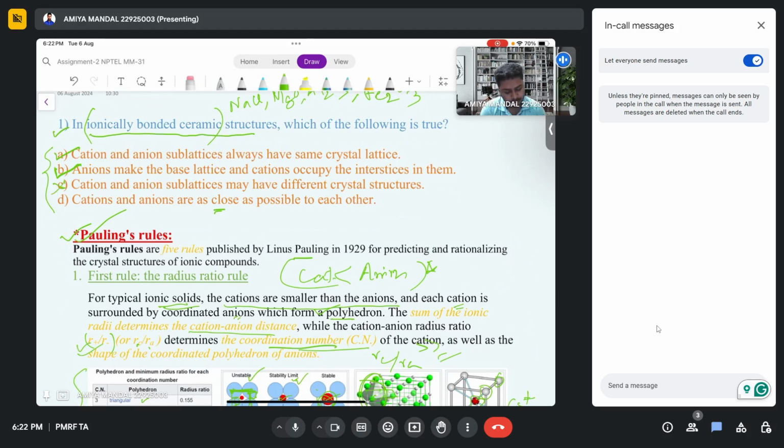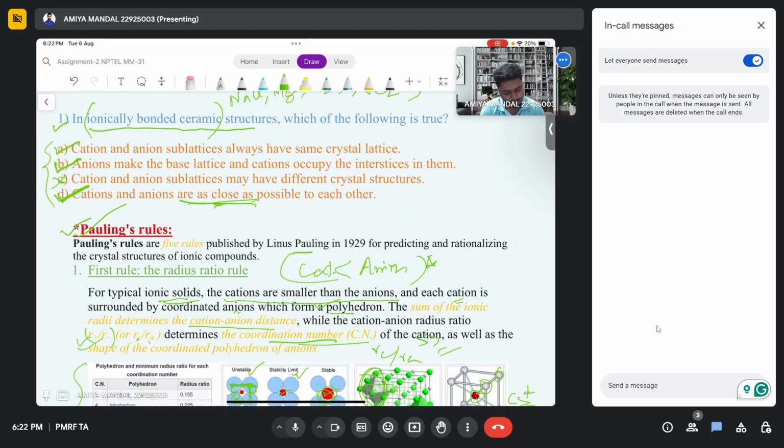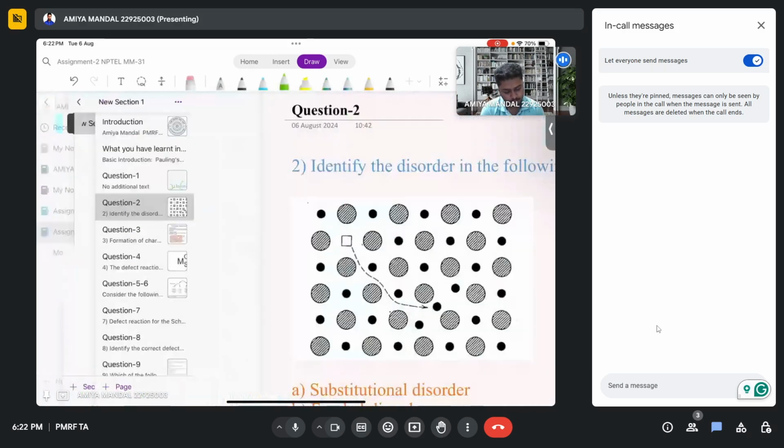And cations and anions are as close as possible to each other. This is also true because they always try to form a stable structure and they always try to be as close as possible. We have seen this in all the rules of the problems. Okay, so that's all, and we can now move to question number two.